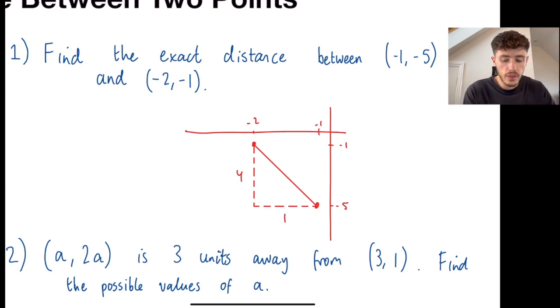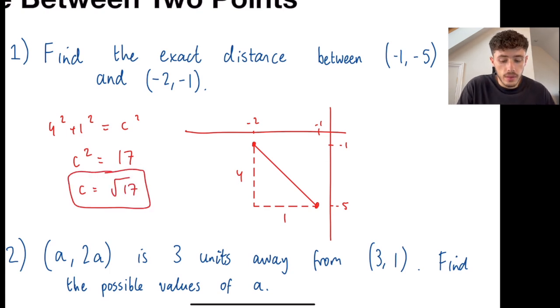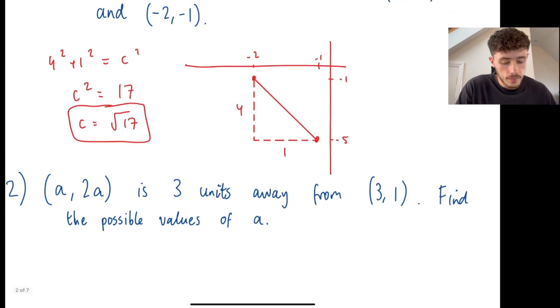So applying Pythagoras, we can just do 4 squared plus 1 squared is going to equal that c squared that we need to work out. Obviously, you can just put this in a calculator. We're going to get c squared equals 17, so c equals the square root of 17, and that is our final answer. That will be the distance between those 2 points.